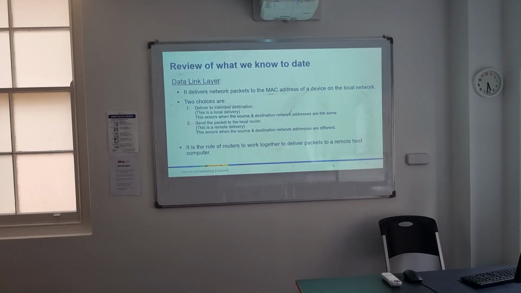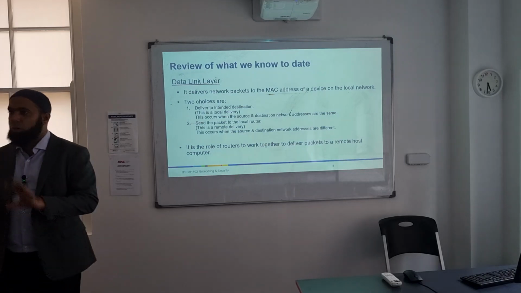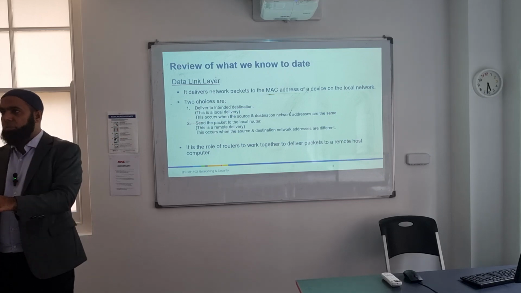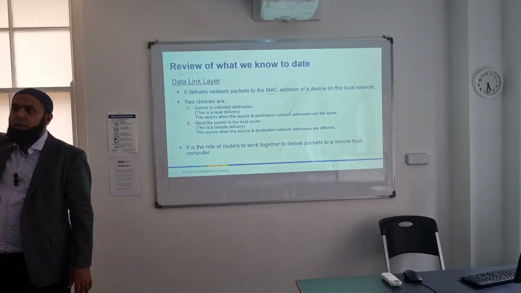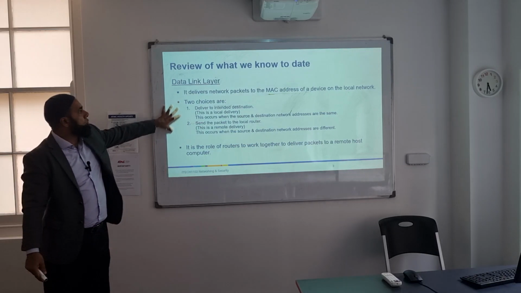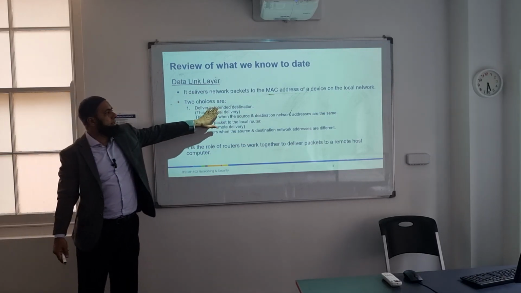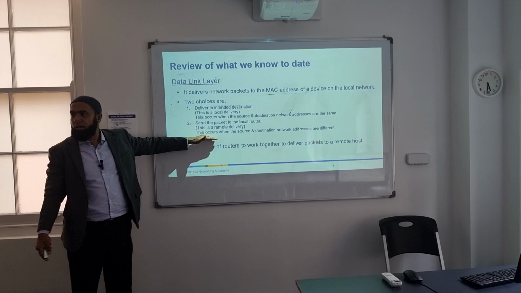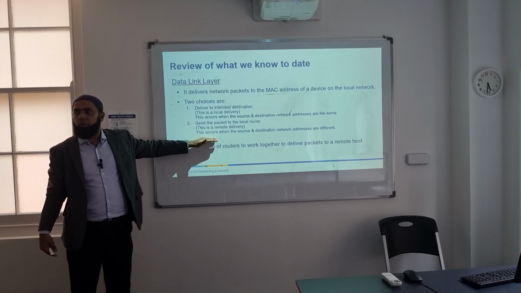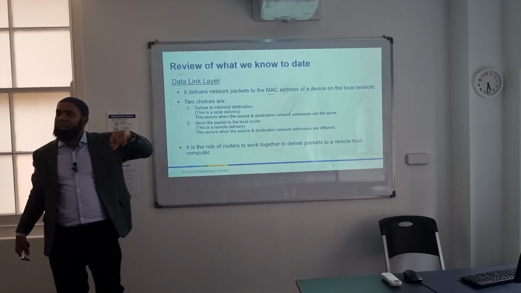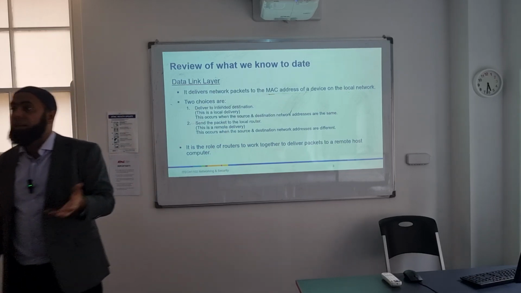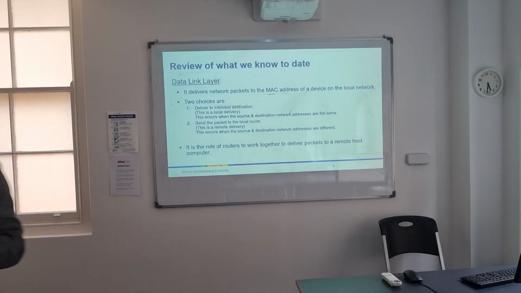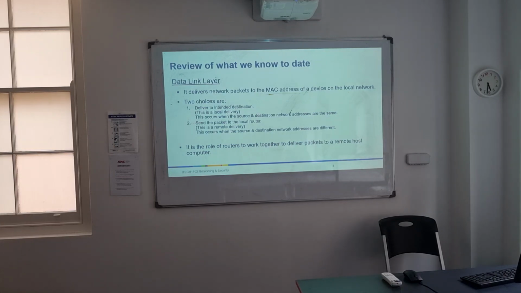How do we know that? By using the network ID differences. If the network ID is the same, it means that packet is for the same network. If the network ID is different, then it means that packet is not for that network. It's sent to the router, and the router's job is to send it to the other routers where it has to go. So you can see that there are two choices on a data link layer: a local delivery or a remote delivery. But remember that the data link layer is all about Ethernet, NIC card, hop to hop, MAC address.